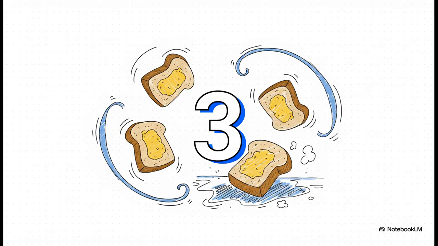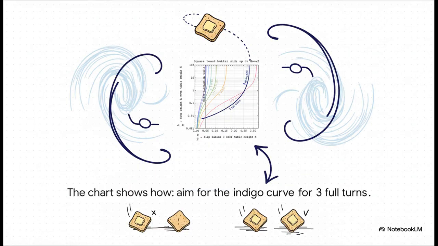The gold medal in this event, the ultimate goal? Not one flip, not two, but a spectacular, jaw-dropping triple somersault. And you know what? Our trusty chart shows us exactly how to do it. If you want to nail 3 full rotations and land butter side up, you'd have to set up your drop so that it lands right on that deep indigo curve. It would be tricky for sure, but the physics says it's totally possible.